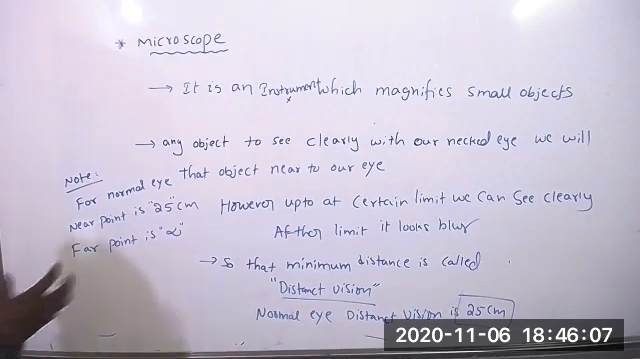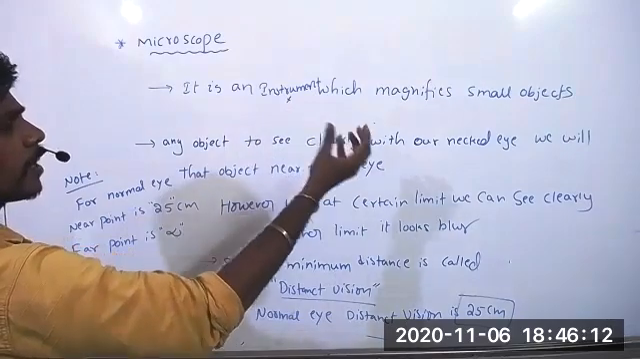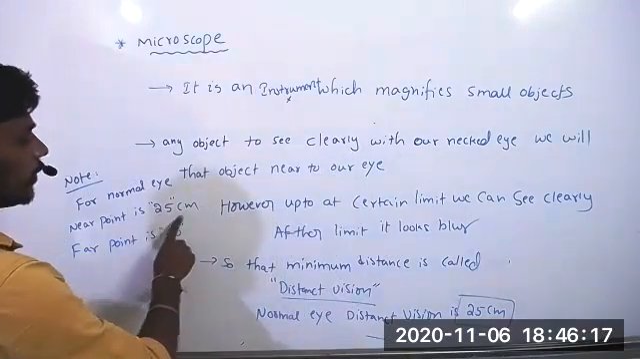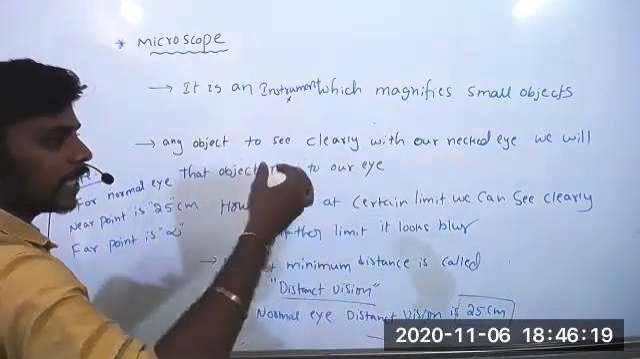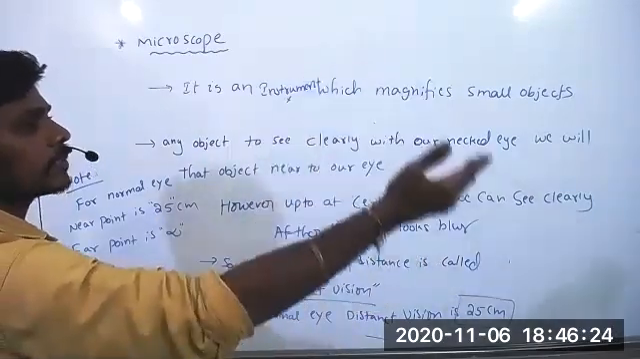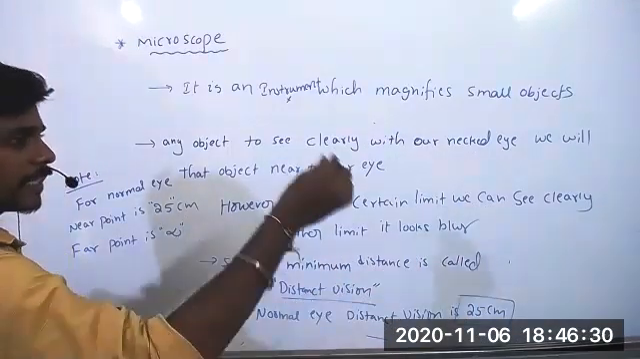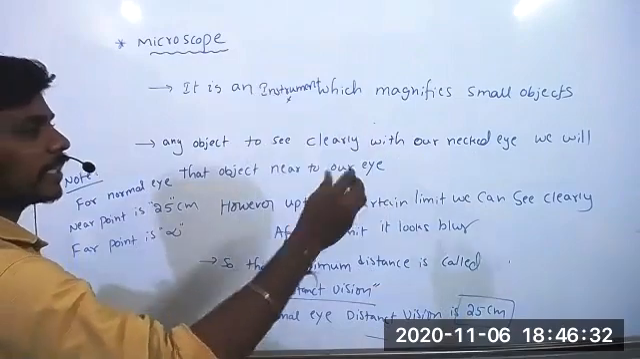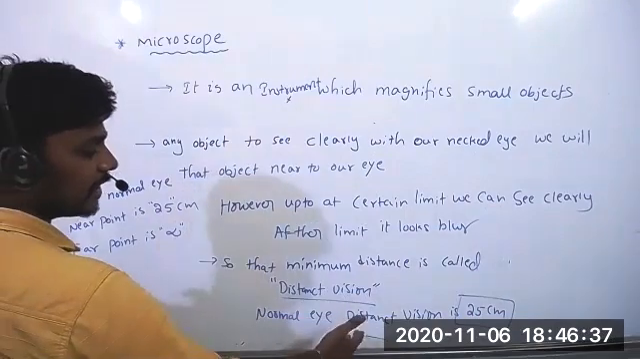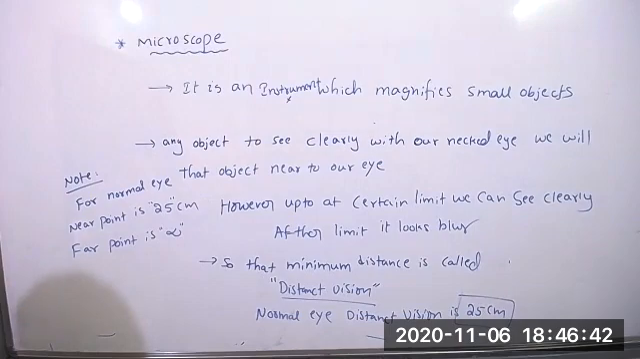Okay, see, microscope is the instrument which makes small objects big. With our eye, up to 25 centimeters, we can see very clearly. Less than 25 centimeters, you can't see that object properly. More than 25 centimeters, the object looks small. So exactly at 25 centimeters, you can see a clear and big image with our eye. So that is called distinct vision, the distinct vision of a normal eye.